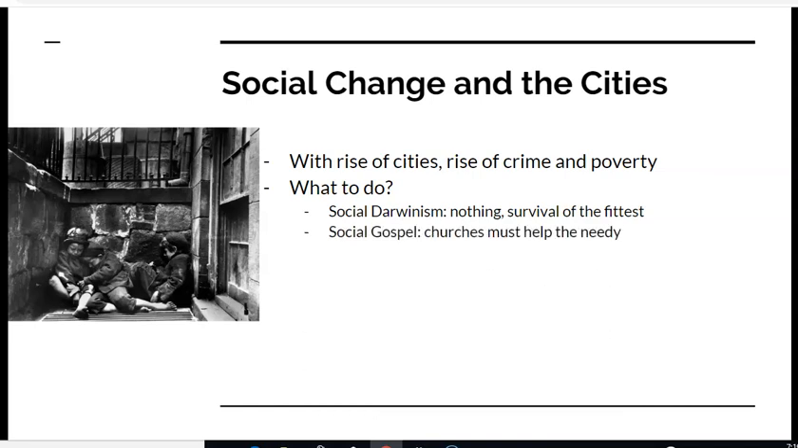You were supposed to pass on anyway. Others, though, advocated for something known as the social gospel. And this was the idea that churches must help the needy, must help the poor, must help the immigrants, and do what they can to provide for those who have less.